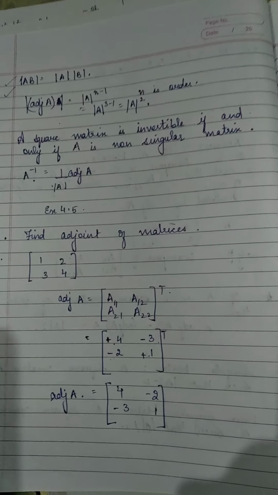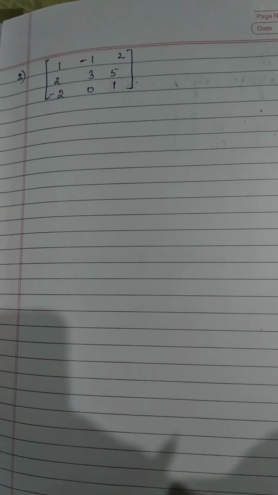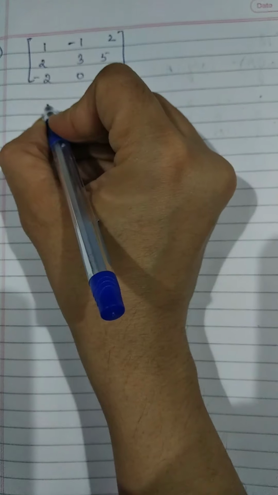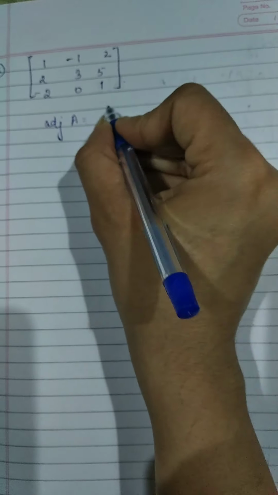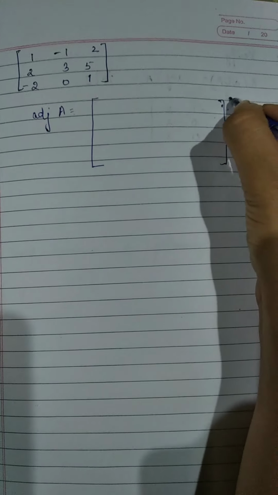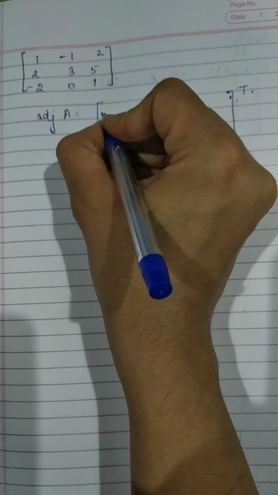Right? Coming to question number 2. We have to find out adjoint of a 3 by 3 square matrix. So here, remember, adjoint of A would be what? The cofactor, transpose of the cofactor. So let's find out the cofactor. This has to be a positive.